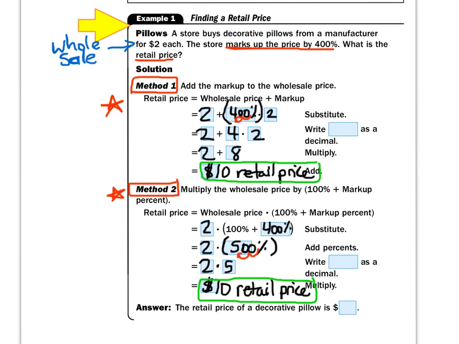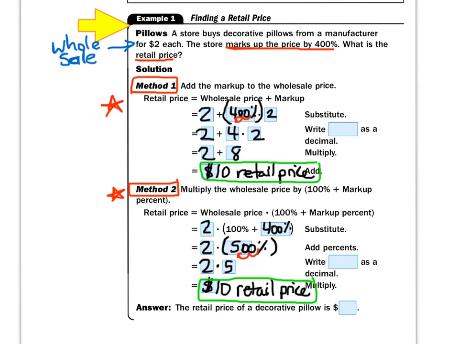Okay, so take a look at example 1, pillows. A store buys decorative pillows from a manufacturer for $2 each. The store marks up the price by 400%. What is the retail price? And this is something, and please look over here. The wholesale price was the $2. That's what the store can buy the pillow for. Okay, but then they're going to mark it up and they're going to sell it to us.